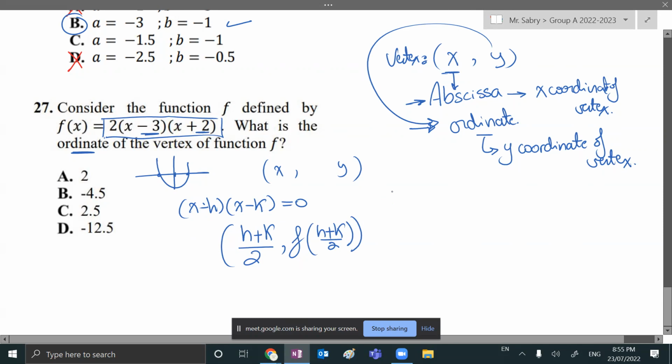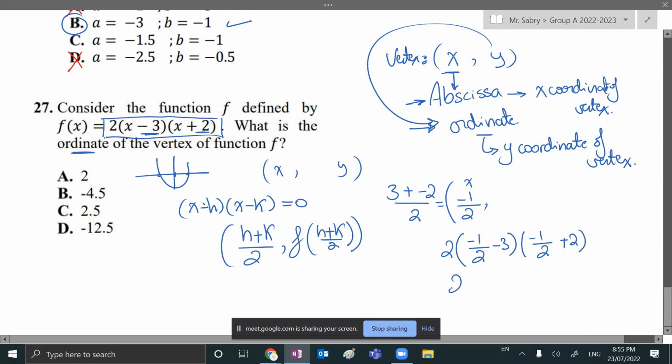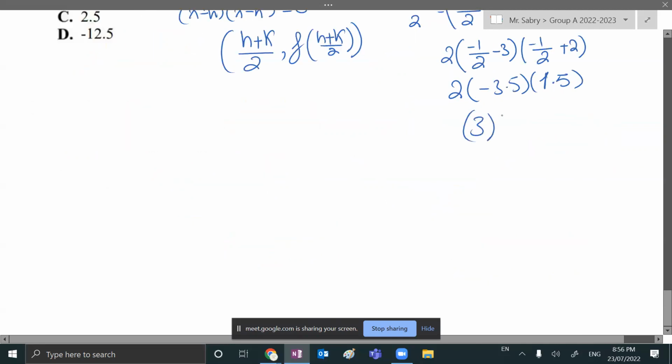So take these two numbers with the opposite sign, positive 3 and negative 2, add them together and then divide them by 2. That would get you negative half. This is the x coordinate of the vertex. We just need to substitute this into the equation itself, which means I'll just put the 2, open up a bracket, negative half, minus 3, close the bracket, negative half, plus 2. Calculate this. This would get you 2 minus 3.5, and then this one is positive 1.5. 2 times 1.5 is mainly 3. 3 times negative 3.5 is negative 9. Actually, it is negative 10.5.